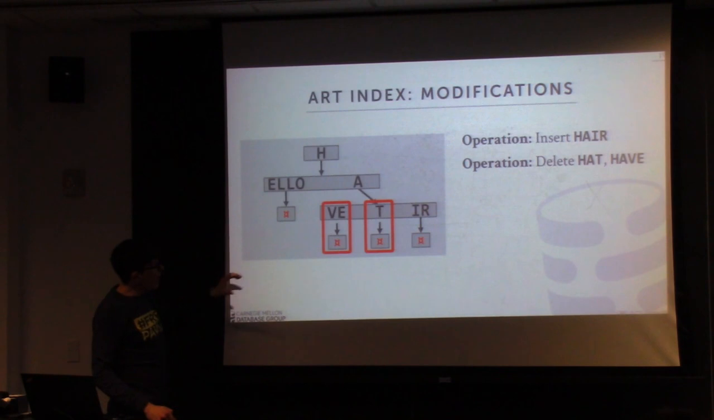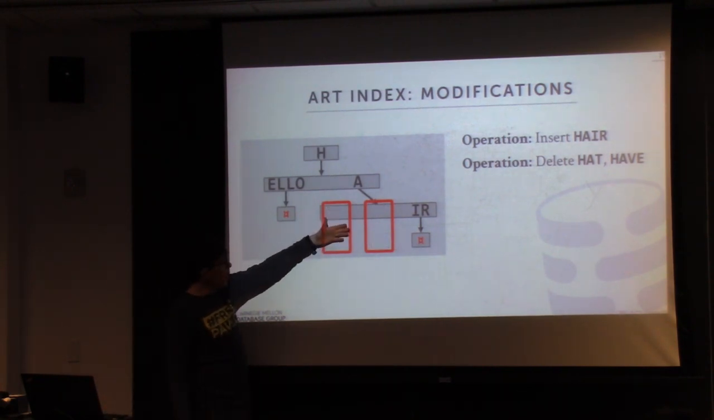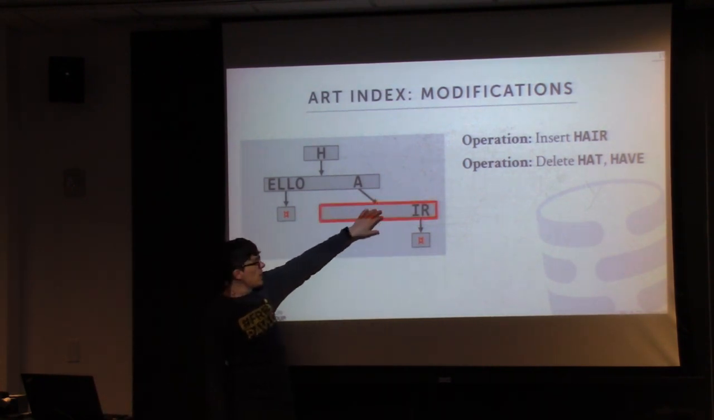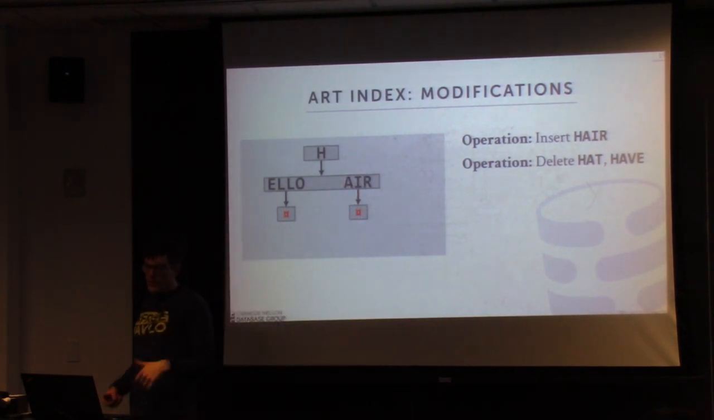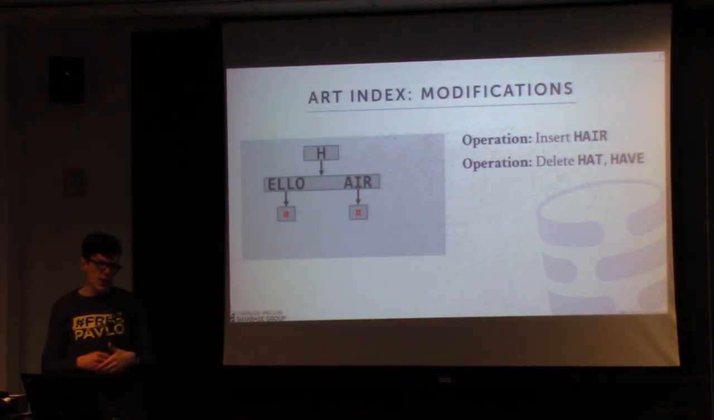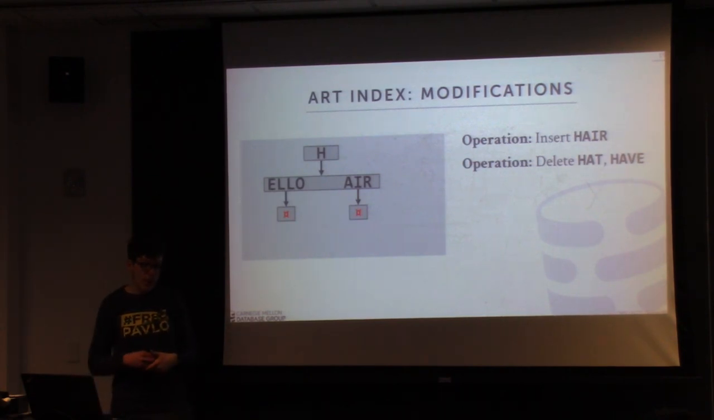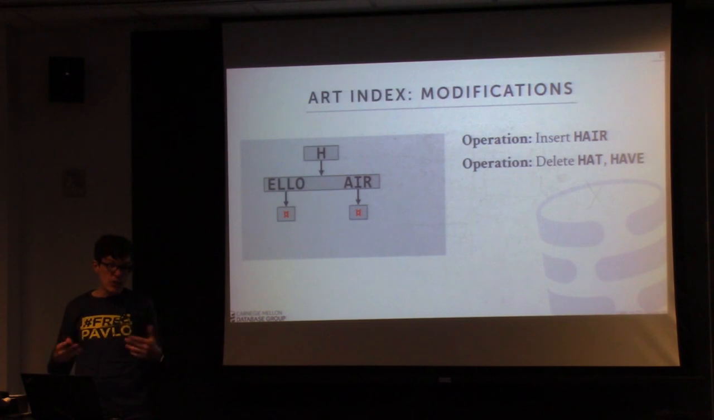Again, you traverse down, you find these keys, you blow them away, and then you can recognize that this node is nearly empty, so you can go ahead and consolidate them. The paper talks about how to do this in an efficient manner that's memory aligned or word aligned, so that you reduce the number of cache misses as you traverse this.